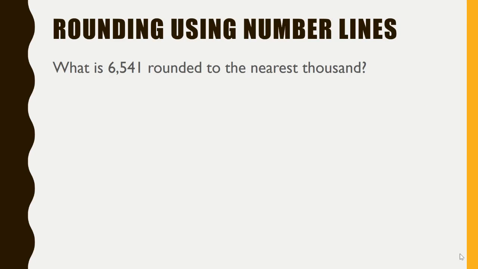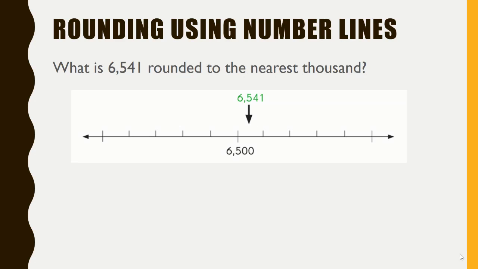If I'm asked, what is 6,541 rounded to the nearest thousand? And I'm using a number line to answer this, I'll first put my number on a number line. I know it's pretty close to 6,500. Then I have to make sure that I'm aware of what place value I'm rounding to. Here, it tells me that I need to go to the nearest thousand, which means that I'm rounding to the thousands place value. On my number line, I need to show my thousands.